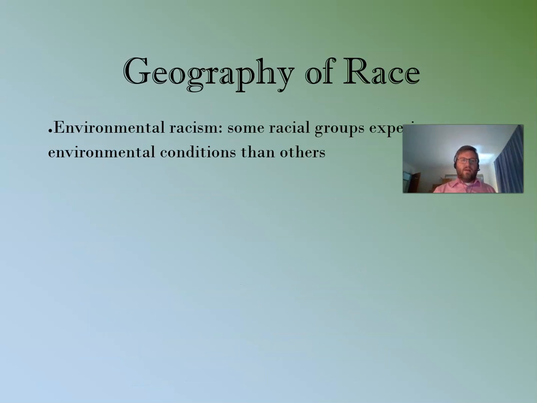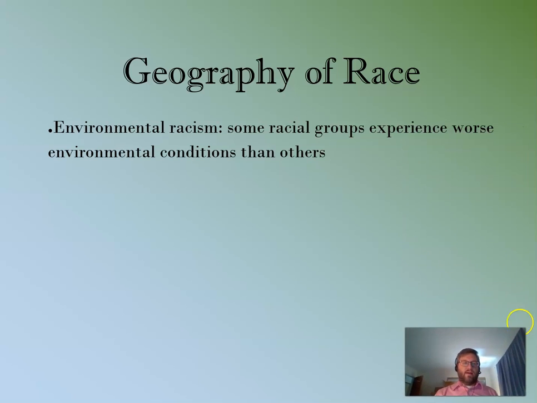Okay, so now we can bring geography into the picture here. Environmental racism is the situation in which some racial groups experience worse environmental conditions than others. And given what we've said about structural racism, that means that white people are experiencing better environmental conditions, and people of color are experiencing worse environmental conditions. That's what constitutes environmental racism.